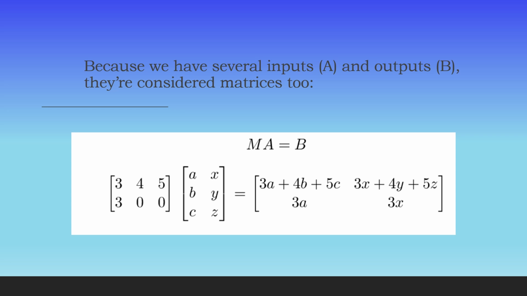Since there are inputs and outputs, we can take the inputs as A and the outputs as B. We can call them matrix A and matrix B. When I use the operation matrix M, that is 3, 4, 5, 3, 0, 0, on the input matrix A, B, C, X, Y, Z, we will get the ultimate matrix shown here. This is the usual mathematical explanation for these linear algebra combinations of input and output model.